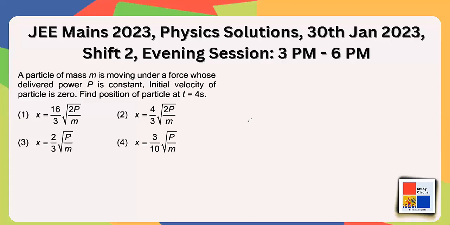The question is, here the particle of mass m is moving under the force of derivative power p. Initial velocity of the particle is 0, so you have to find the position of the particle at time t is equal to 4.